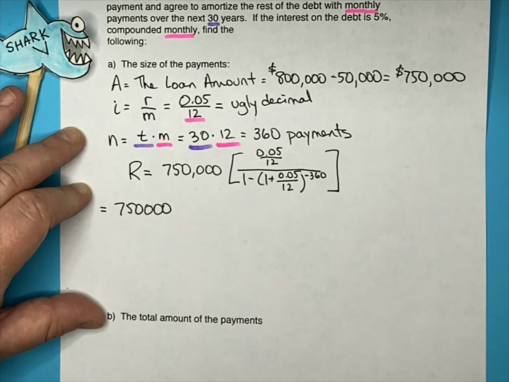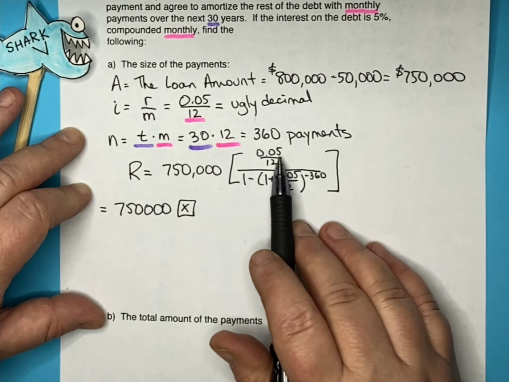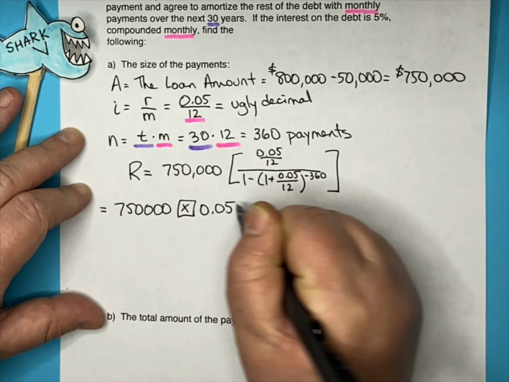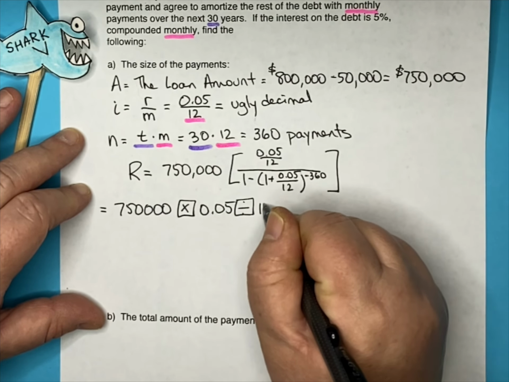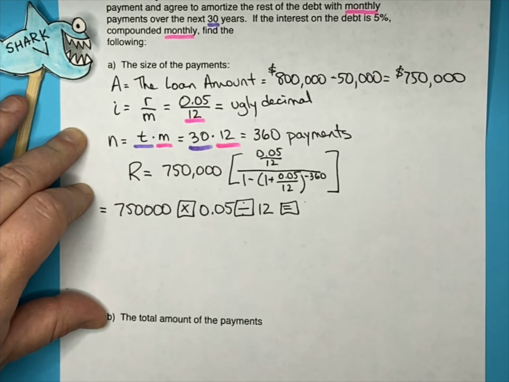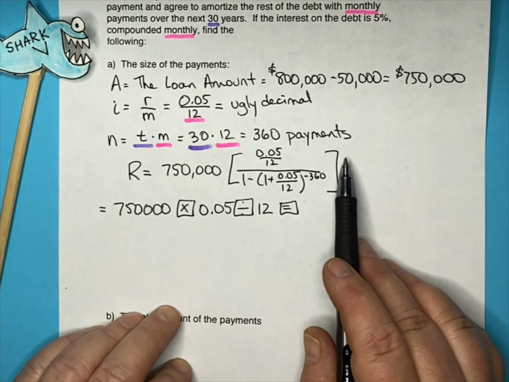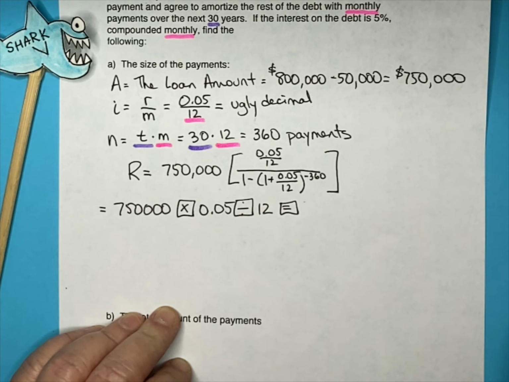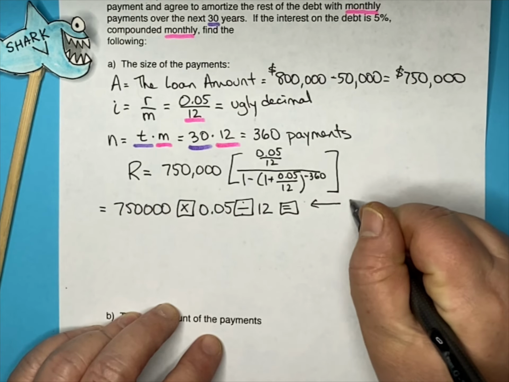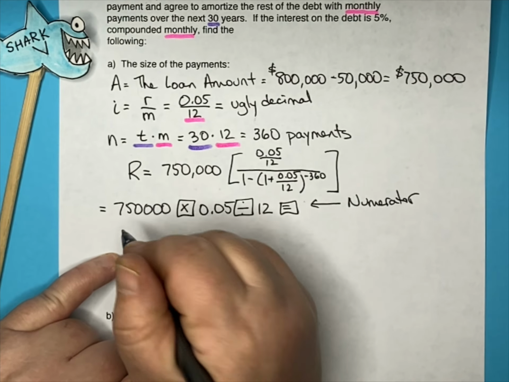So I'm going to take 750,000 and multiply it times, just multiplying across the top, 0.05, and then I'm going to divide that by 12, and then hit equals, or if you have an enter, use enter instead. Now this will give me the amount across the top. And if you are prone to making mistakes, you may want to store this in the memory of the calculator. It's up to you. So this is the numerator.